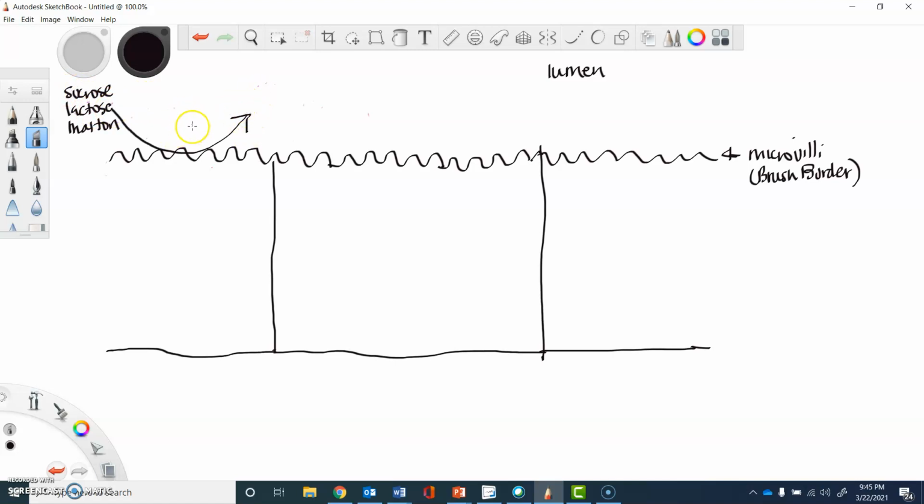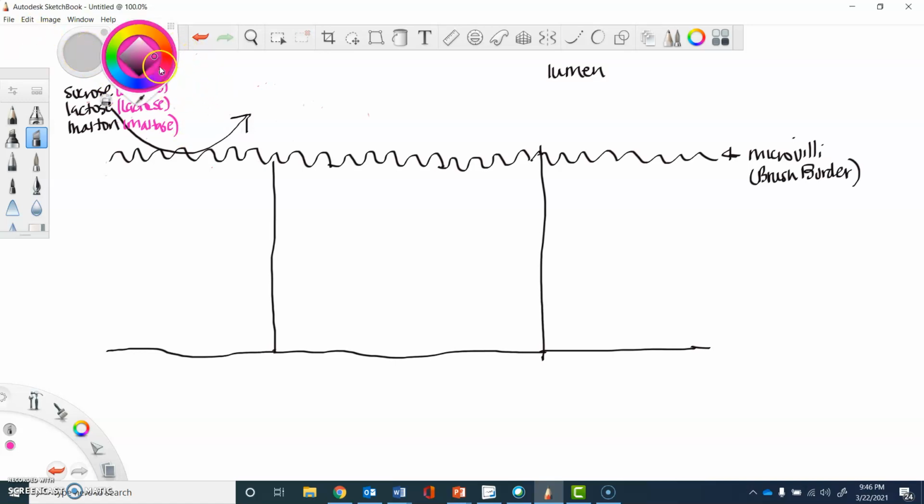the brush border, and at the brush border there are enzymes, and those enzymes would be, I'm going to put that in a different color here, sucrase, lactase, and maltase. And those enzymes break these disaccharides down into their monosaccharides.